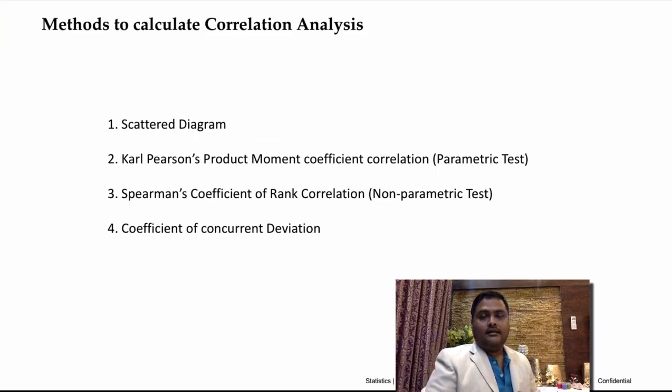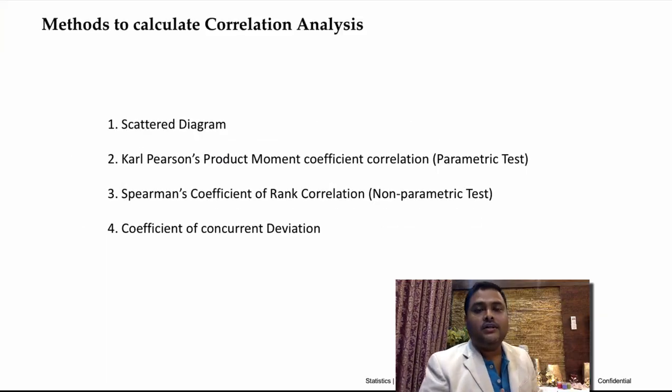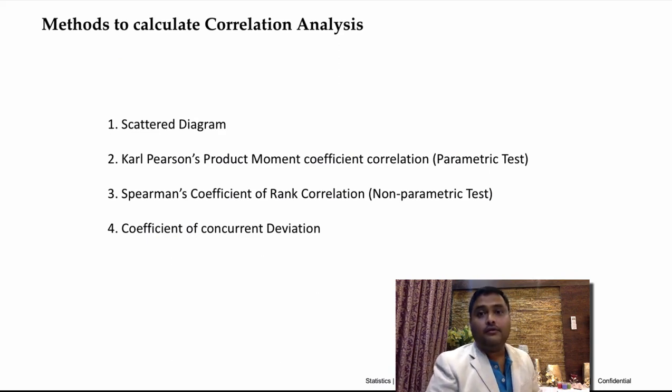Now the question was whether we could calculate this relationship or not. Definitely we could calculate, and that is the main crux in this particular section. Okay, so there are four different methods to calculate or understand the relationship between two variables or multiple variables. One is the scatter diagram.